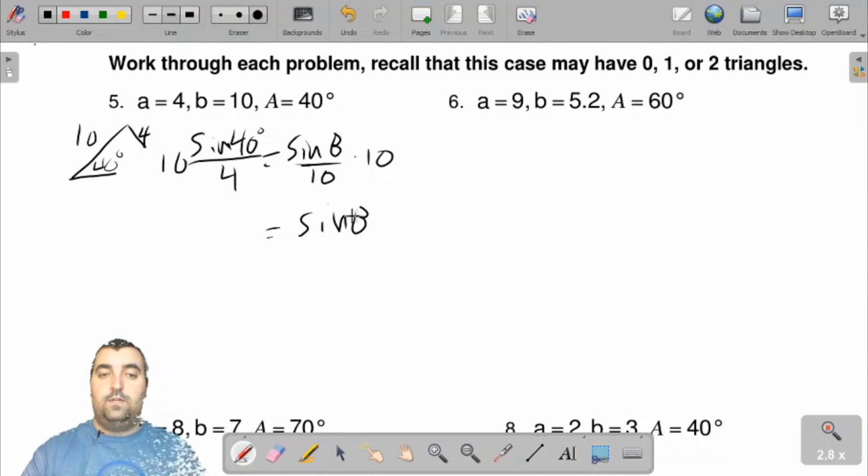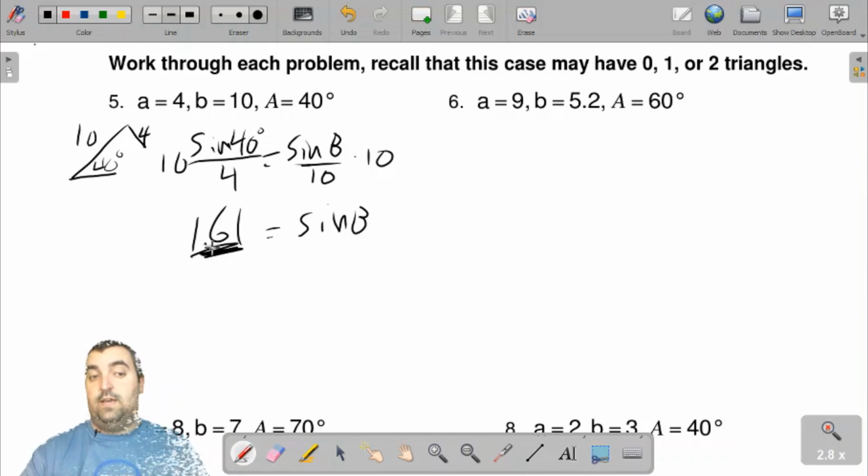At this point, you would go right to your calculator. Sine of 40 divided by 4, and then multiplied by 10, gives you a value of 1.61. Then at this point, you would take the inverse sine, the arcsine, to get B by itself, but if you try it, your calculator is going to spit an error back at you, because sine can't be greater than 1. So right here, this tells you that there is no angle B. And if there's no angle B, there's no triangle.